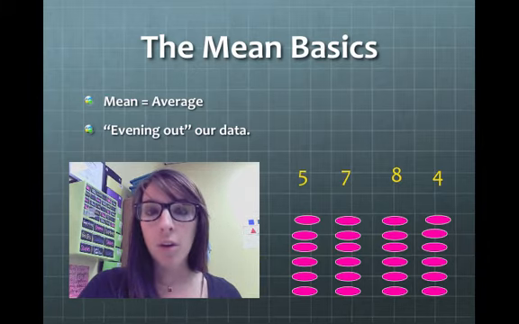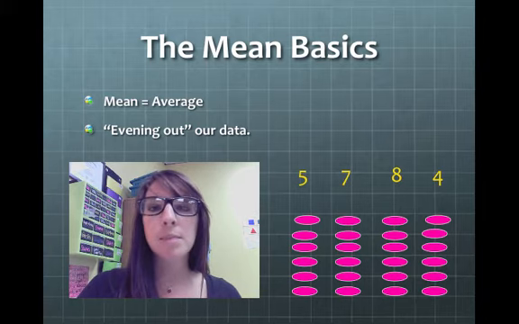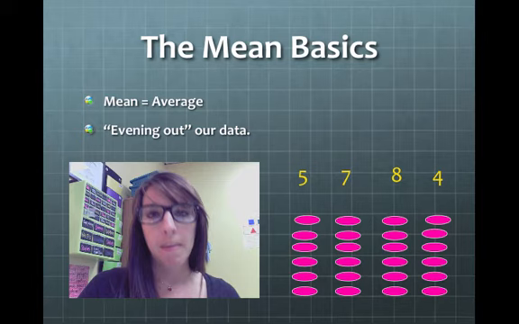Now, if you notice, there isn't even one person that has 6. But the mean is spreading out the data and saying, okay, if everyone had the same amount in our population, what would that number be? So on your Cornell notes, you should have the mean basics on the left and these 2 bullet points on the right.